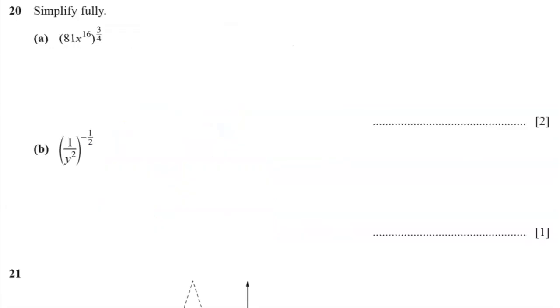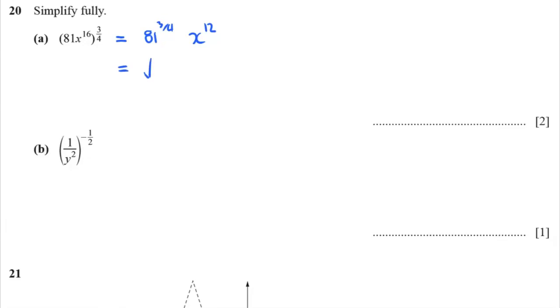Question 20. When we have a power outside brackets, the power applies to everything in the brackets. So this is going to equal 81 to the 3 on 4. And when we have a powered term inside, you multiply the powers. Remember that law, the index law? And so we're going to have 16 times 3/4. The 4 will cancel with the 16 to make 4, and we'll get 4 3s are 12, and we have x to the 12.